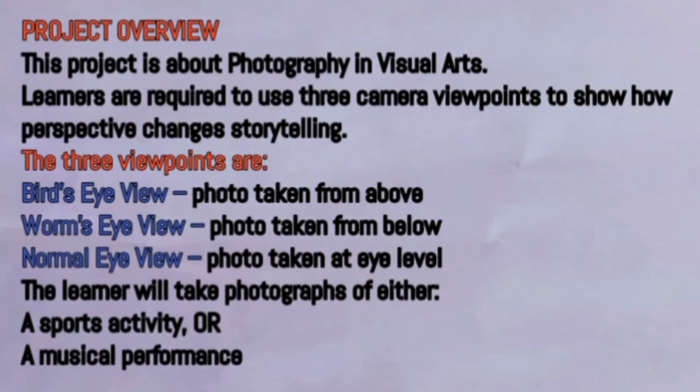The 3 viewpoints are the bird's eye view, a photo taken from above. We have the worm's eye view, a photo taken from below, and normal eye view, a photo taken at eye level. Here the learner will take photographs of either a sport activity or a musical performance.